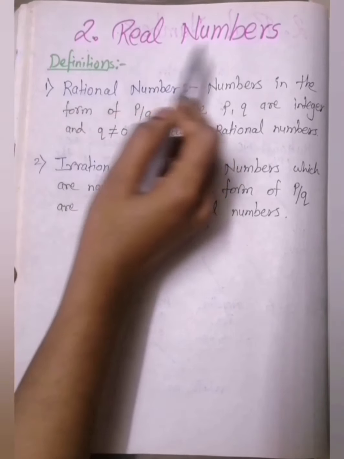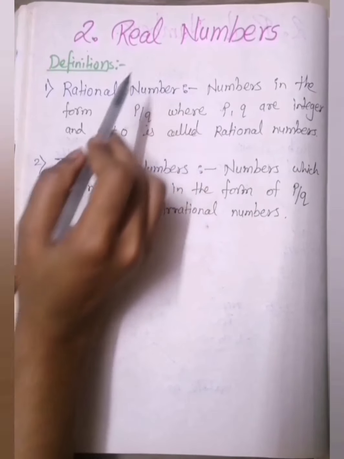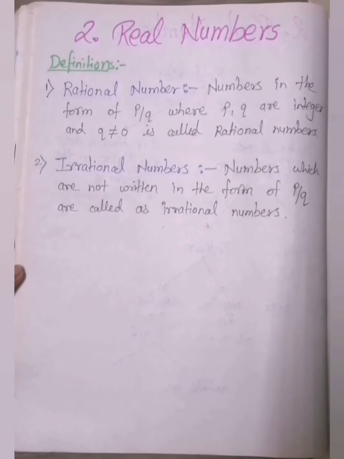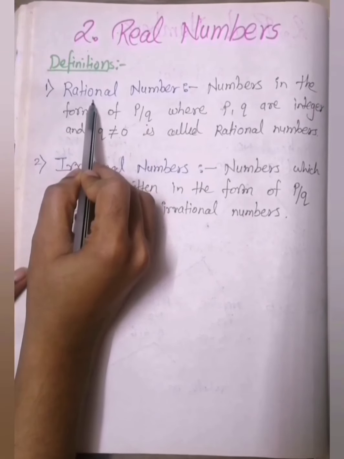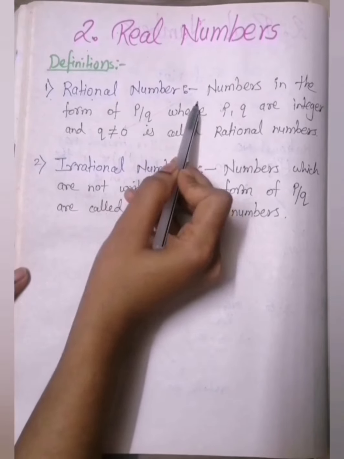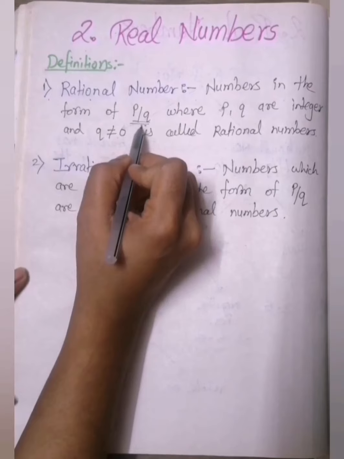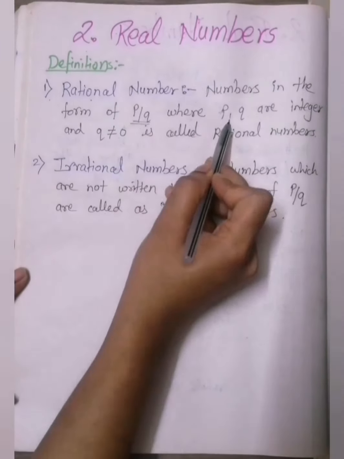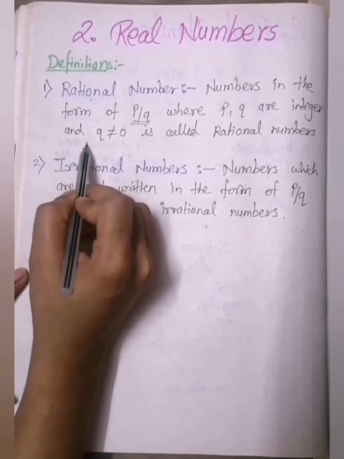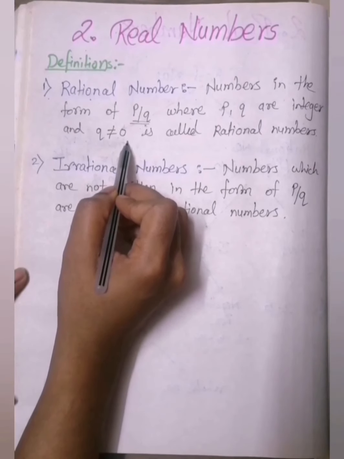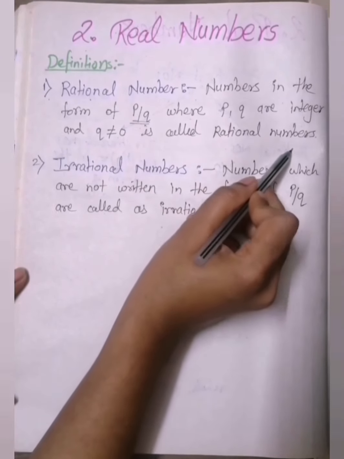Second chapter, real numbers. So students, we already know what real numbers are. Let's understand the various categories of numbers that come under them. First look at the definition. A number in the form of P by Q, where P and Q are integers and Q is not equal to 0, is called a rational number.